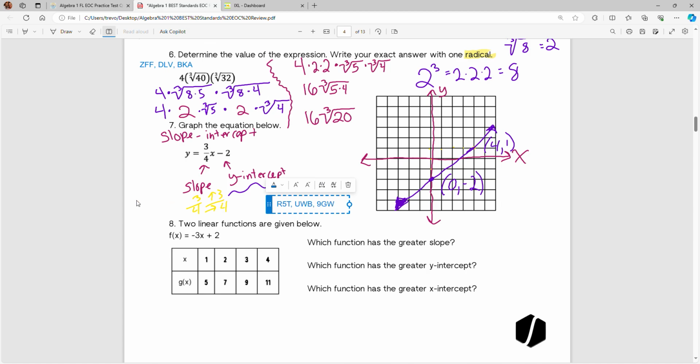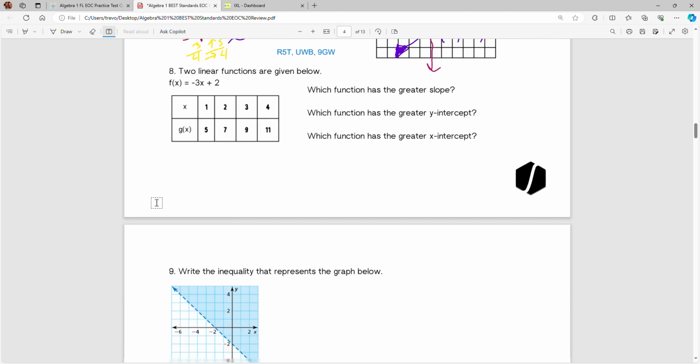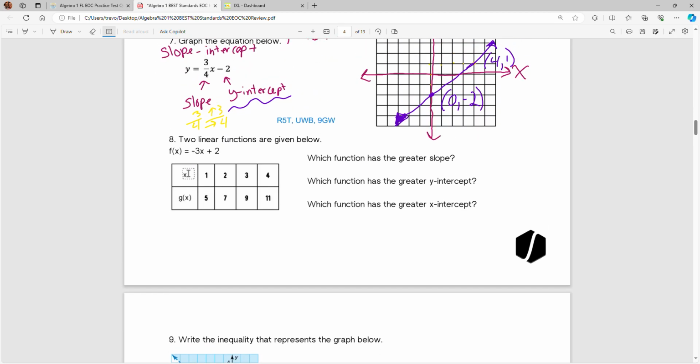And our last question on this page. Two linear functions are given below. F of x equals negative 3x plus 2. So one gives us a linear equation. And then we've got a table for x and g of x values here. They want to know which function has the greater slope, the greater y-intercept, and the greater x-intercept. So we've got to find all of those things.